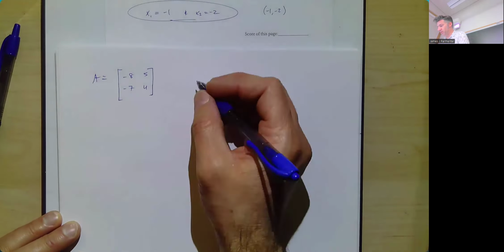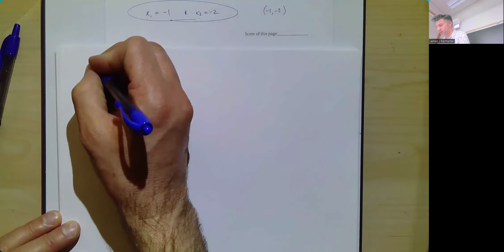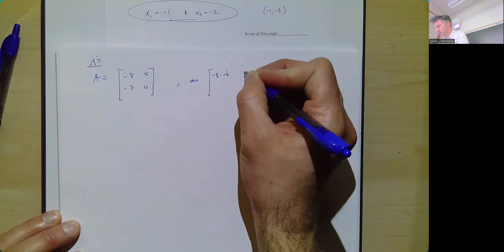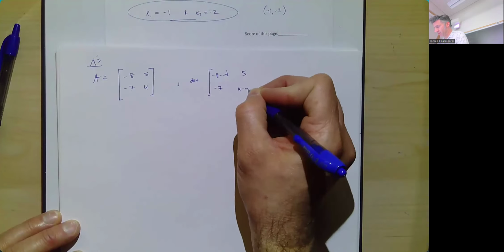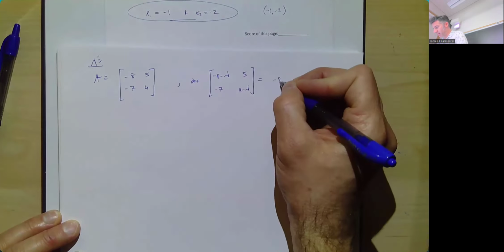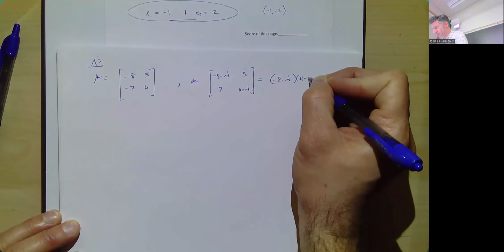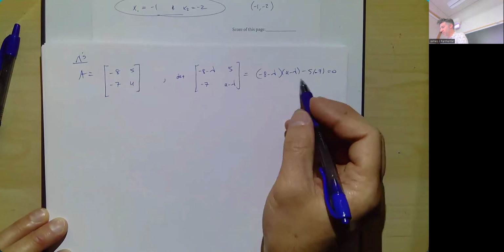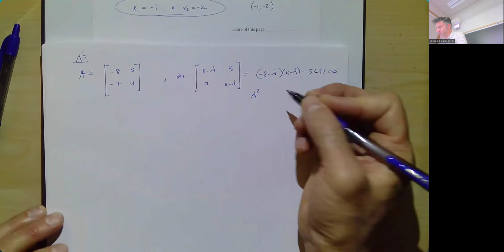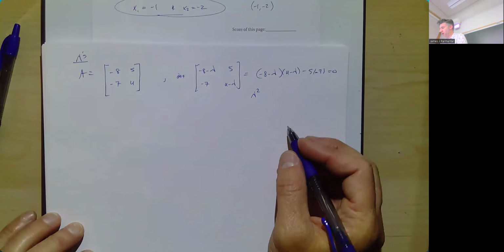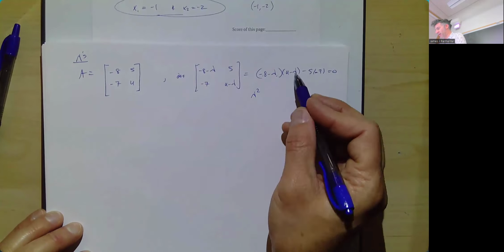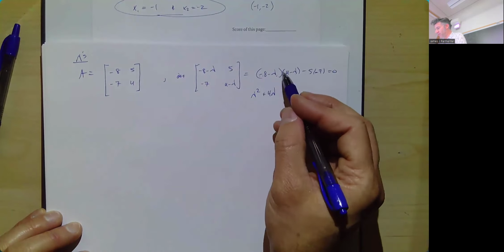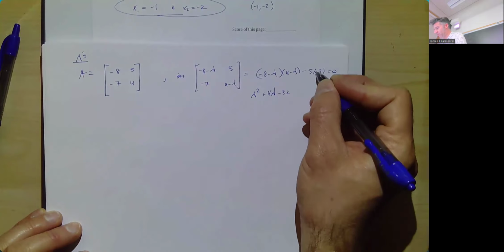So let's see. Here's our matrix, and we're going to find the eigenvalues. So lambda: determinant of -8 minus lambda, 5, -7, 4 minus lambda. And we're going to get (-8 minus lambda) times (4 minus lambda) minus 5 times -7 equal to 0. Simplifying this, we get lambda squared. You always get lambda squared. Can't not get lambda squared. And then you've got -4 lambda plus 8 lambda, it's going to be plus 4 lambda. And then -8 times 4 is -32, plus 35.